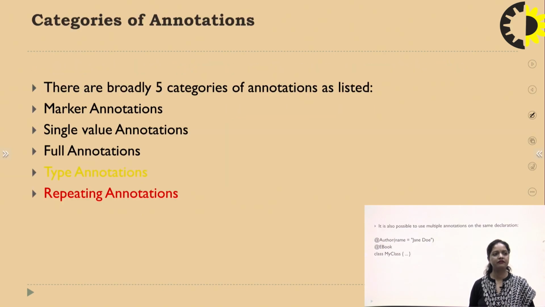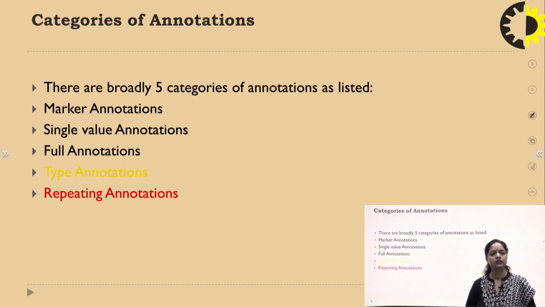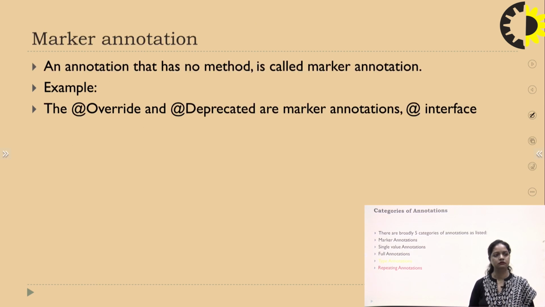So let us have a look at the categories of annotation. It is broadly categorized into 5 categories. The first one is the marker annotation. Then we have single value annotations, full annotations, type annotations, and repeating annotations.